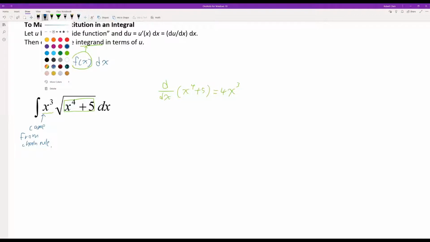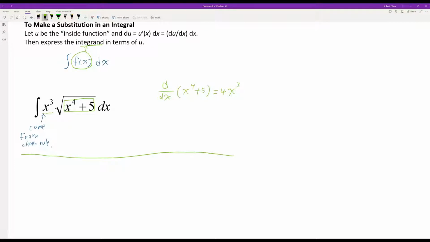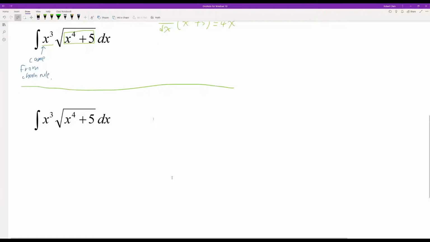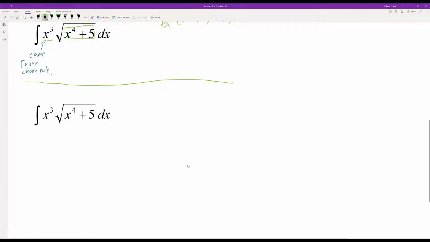Let's go ahead and perform U sub. I'm going to copy that down here and start from scratch. First things first, we let the inside function be equal to u. On the right hand side, I'm going to write u is equal to x to the fourth plus 5. That's the first step, finding u sub.